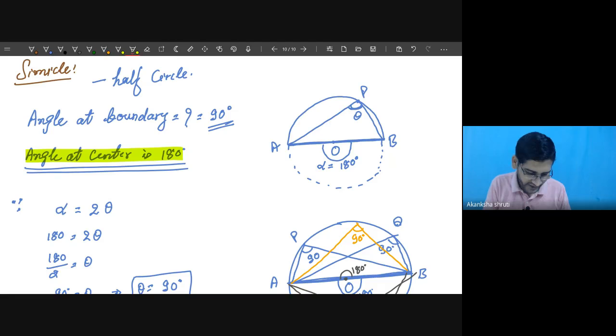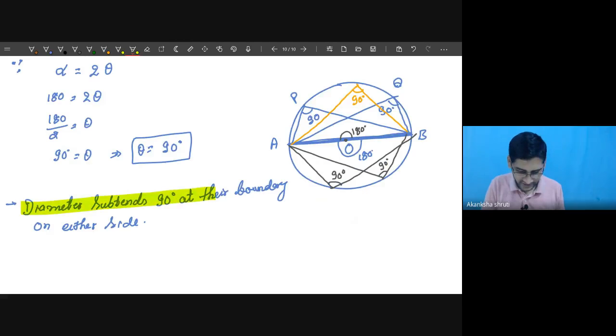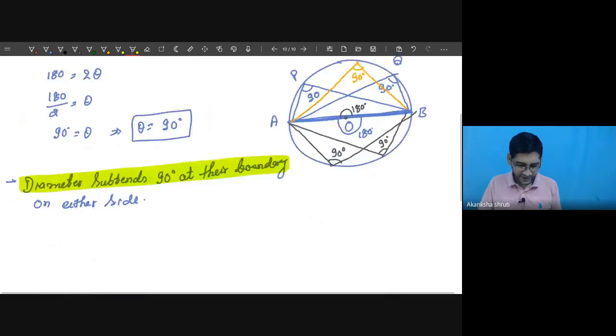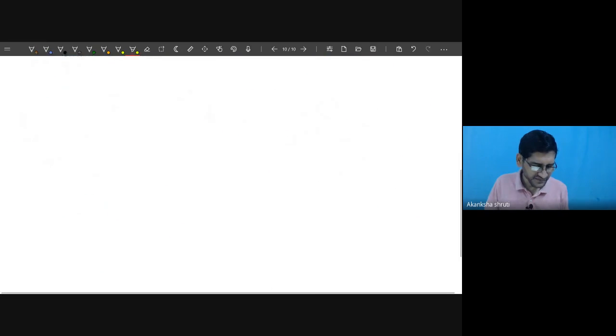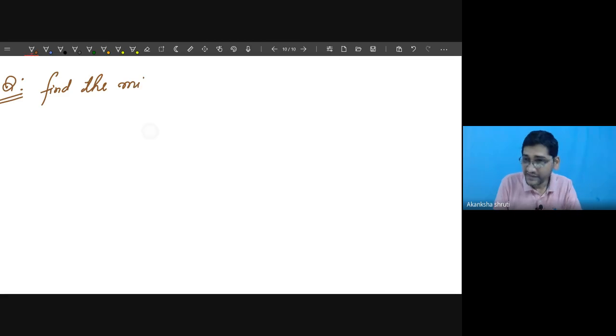You people are forgetting. Angle at boundary is always 90 degree. This I have shown with the help of calculation. So students, be careful. Do not forget this thing. So this was about the semicircle. Now let me take one question. The questions are very simple. So find the missing angle.